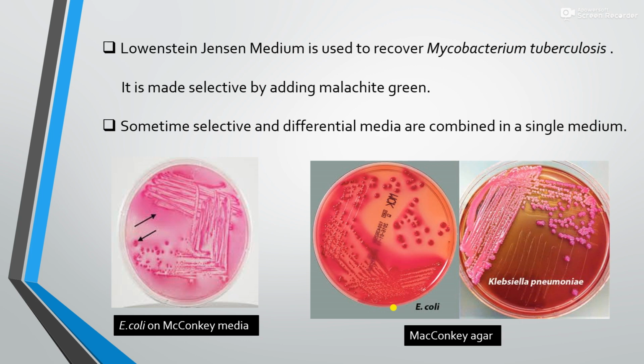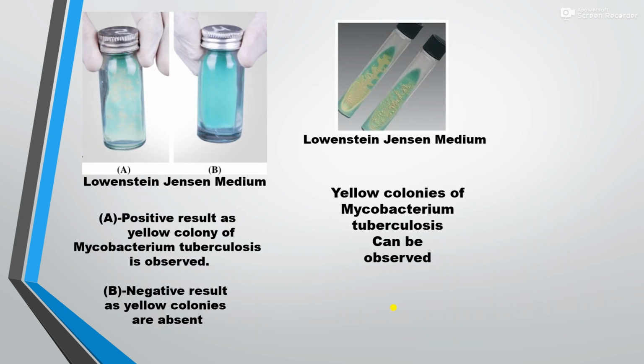And let's look at a picture of how E. coli looks on MacConkey media and Klebsiella pneumoniae on MacConkey agar. Here is Lowenstein-Jensen media. On the left, in diagram A, you can see a slight yellow color which shows a positive result. Yellow color is due to the colonies of Mycobacterium developed. On the right side, a clearer picture. Yellow colonies are of the Mycobacterium tuberculosis species.